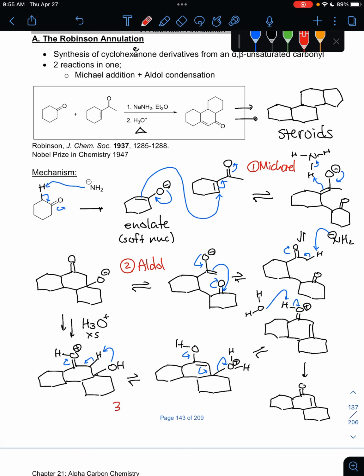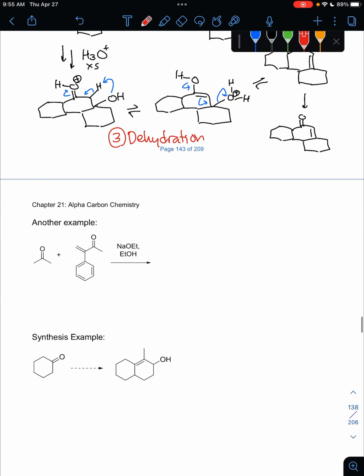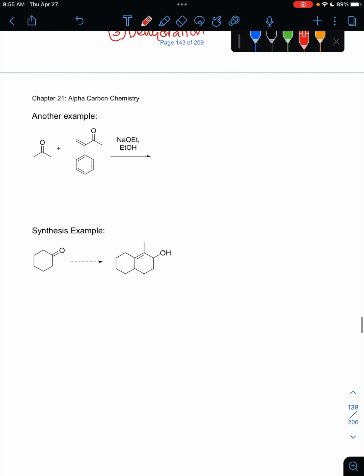This is the dehydration bit. If you could understand this, now you understand Nobel Prize winning chemistry. So if you could have done this back in the 1930s, you would have won the Nobel Prize. So that's pretty amazing to think about. Now, let's think about a couple other examples because this reaction is a little bit hard to master, I think.